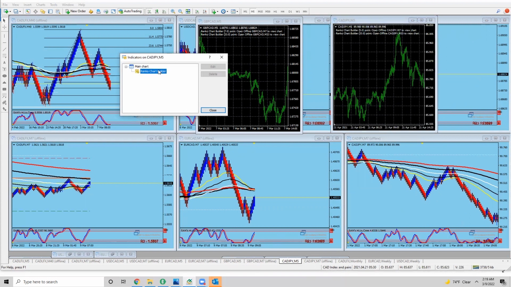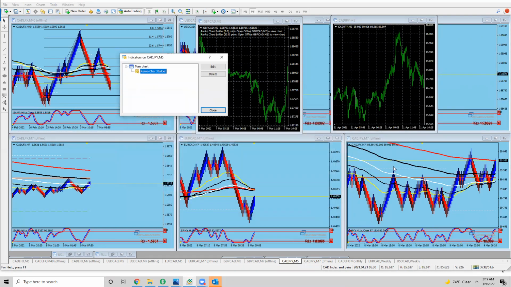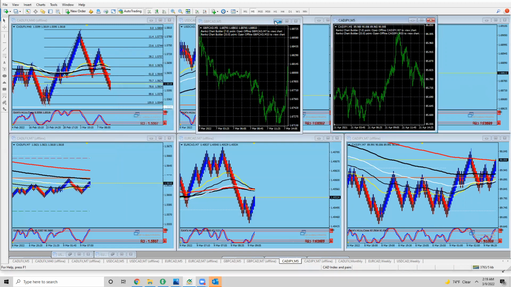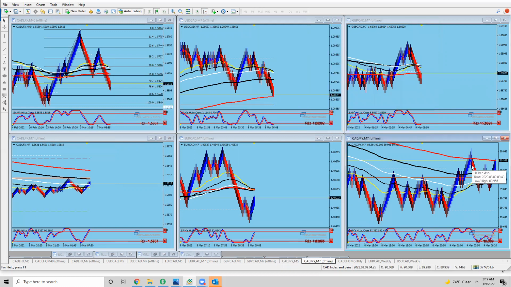Refresh the chart. Somehow I have 5 brick size. Why? I don't know. I haven't used this for a long time. I'm just doing it to show you guys. I use it from another computer, by the way.